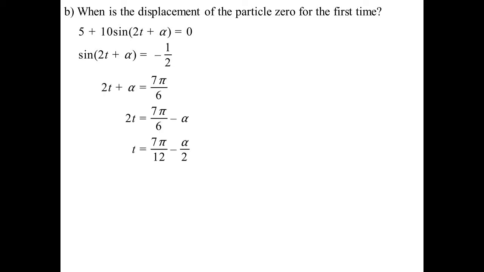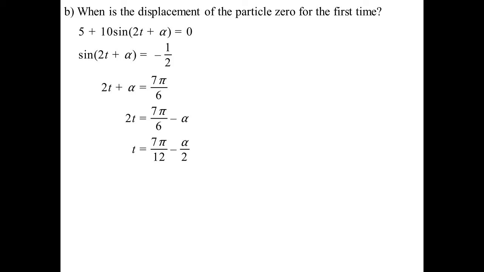So when is the displacement 0 for the first time? Well, it's just a matter of solving a trig equation now. Displacement is 0. We end up with sine is negative 1/2. From there we get the time is, and it's important we use radians, not degrees, because the time is 7 pi on 12 minus alpha on 2.